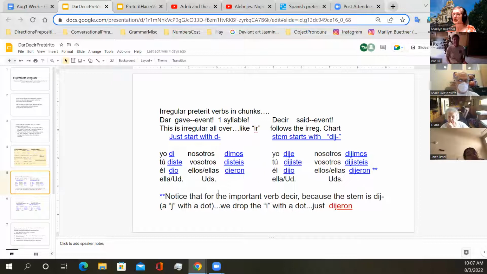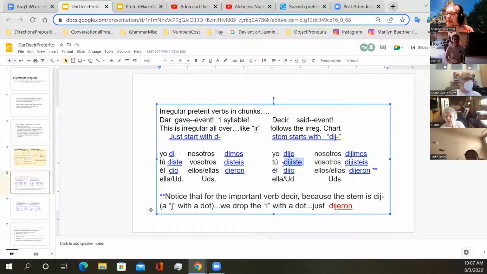And decir gets that thing of the stem truly changing. D-E-C-I-R, we take off the I-R, we usually have D-E-C, but that whole thing is going to change to D-I-J. It's very odd. It becomes dije, dijiste, dijo, dijimos, dijistes, and dijeron. It doesn't even use I-E-R-O-N for the ellos form. So you can see there are just funky, odd things that happen with irregular preterite. They're just odd.